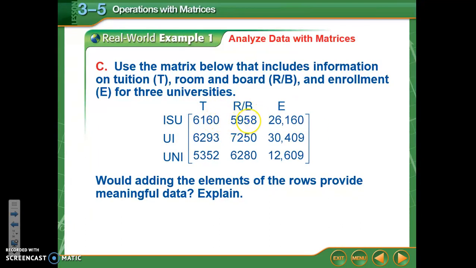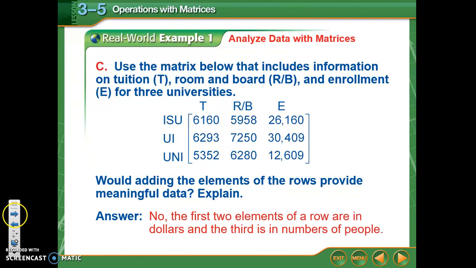Tuition plus room and board makes sense because that's the total cost. But adding that to the total number of students doesn't really give me a meaningful number because of the different units, okay? So we have to be careful when we're arranging data in a matrix and analyzing it like this, that we're careful about our units and we're understanding what we're doing, not just adding numbers left and right however we want.